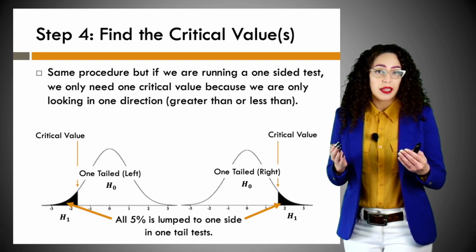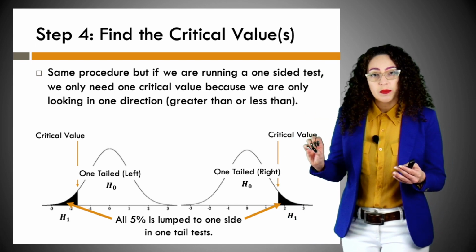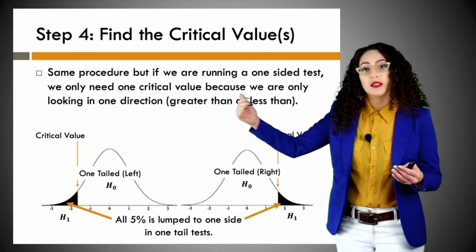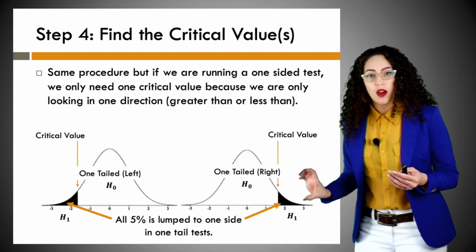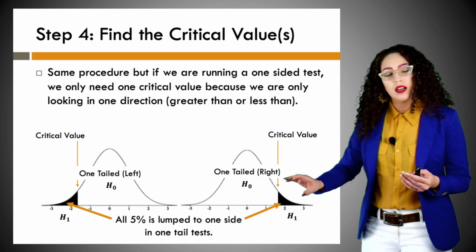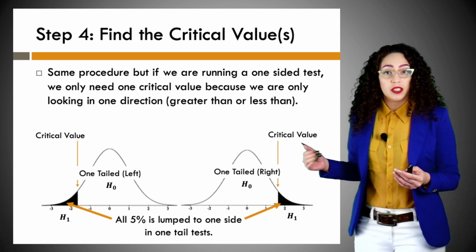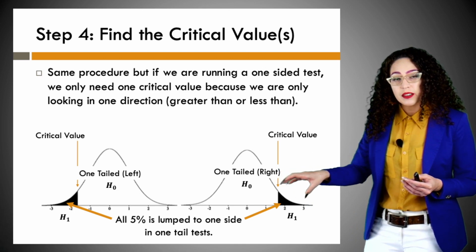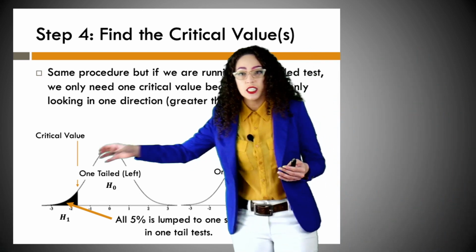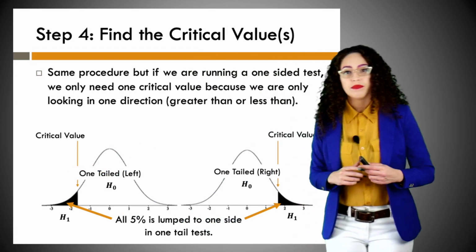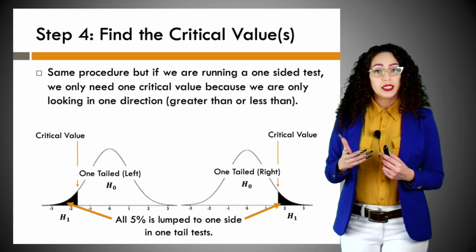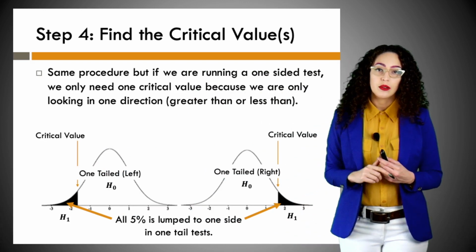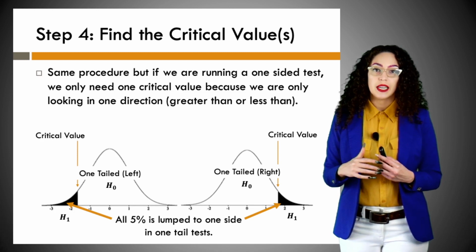And just keep in mind that instead of distributing that 5% on both sides, so 2.5%, 2.5%, we amass it all onto just one side. And we lump it all on the direction that we're looking for. So for a greater than right-tailed test, we put all of that 5% up here. And for a left-tailed less than test, we put it all on the bottom. So for a one-tailed test, you will always only have one critical value instead of the two positive and negative ones.